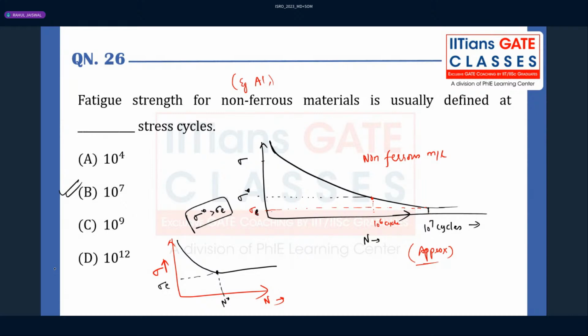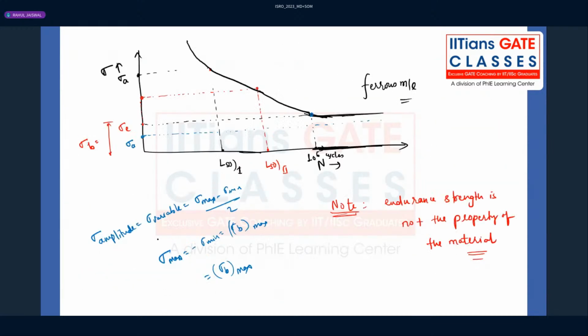Above that, it will not make 1 million revolutions, and we won't say that is the fatigue life of a component. At least that component should make 1 million revolutions, right? And for non-ferrous material, the fatigue life is defined as when it completes 10 to the power 7 cycles. So these are the things we have seen.